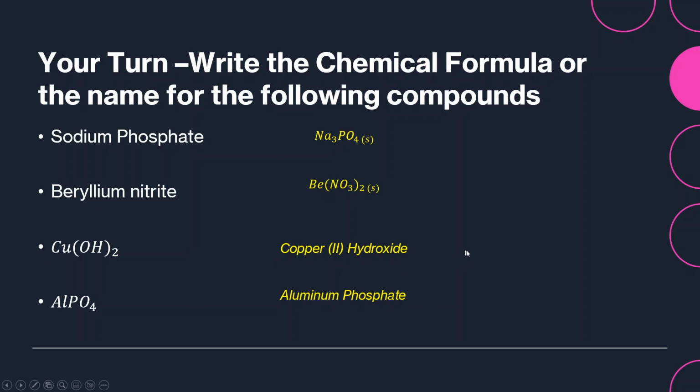And then copper(II) hydroxide and aluminum phosphate are the names of the two compounds below. Don't forget, you still need to do the multivalent thing if you have a multivalent metal in the transition metals there.